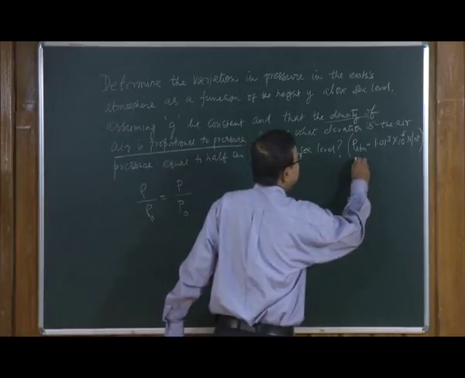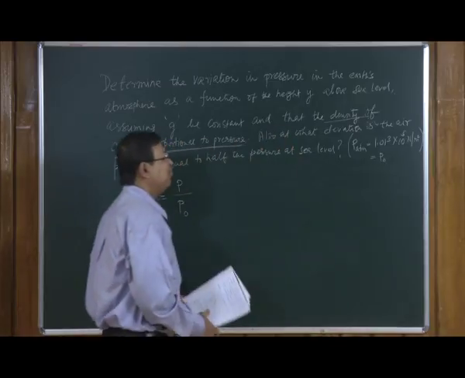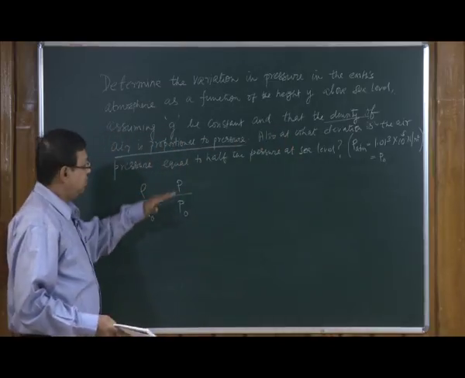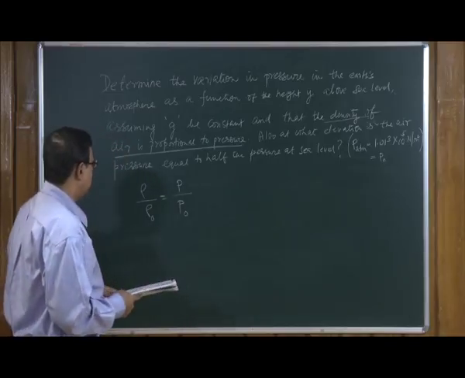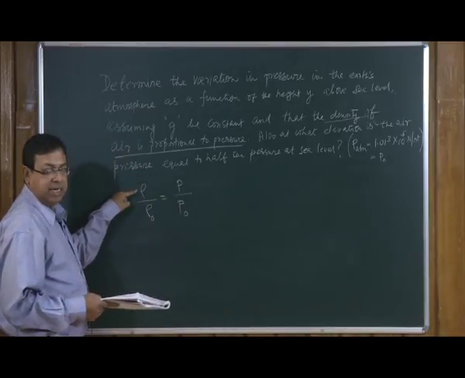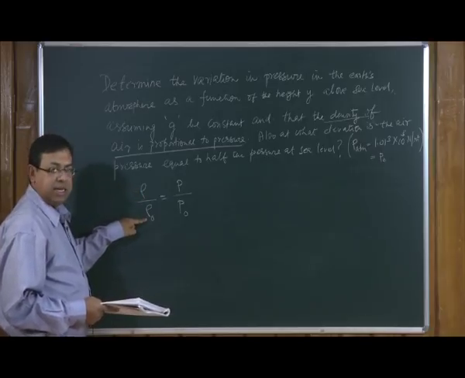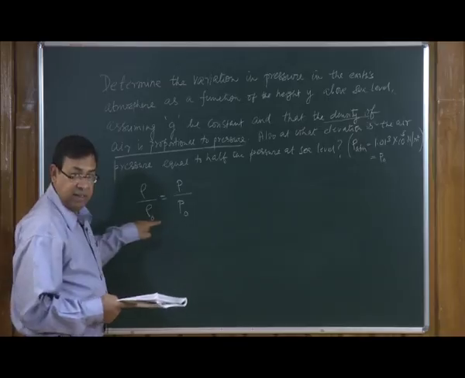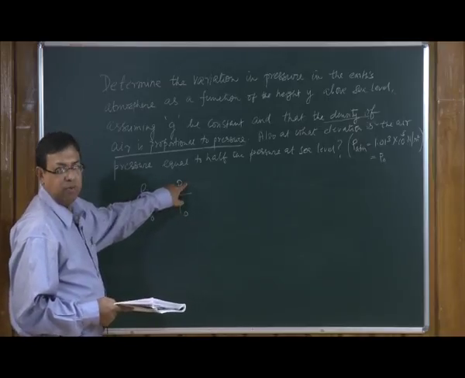So, this P atmosphere will often be written as P 0, that is the standard atmospheric pressure. So, we will write it as P 0. Rho is the density at the height that we intend to find. Rho 0 is the density at the sea level. P 0 is the pressure at the sea level, and P is what we intend to find.